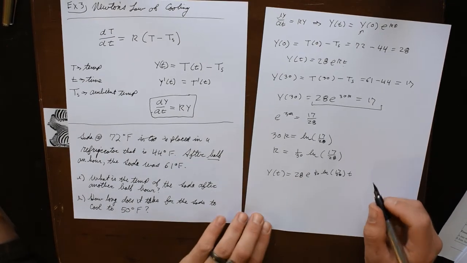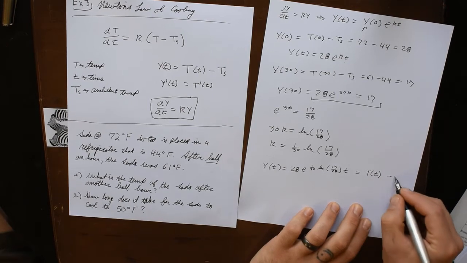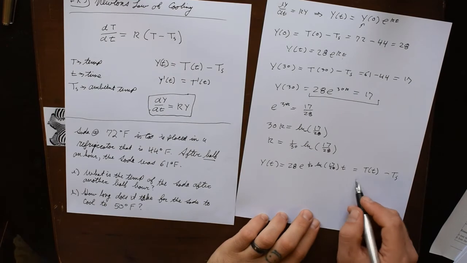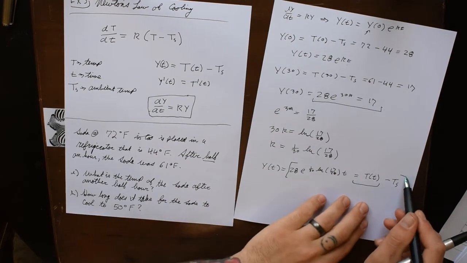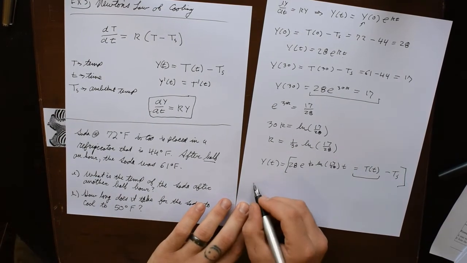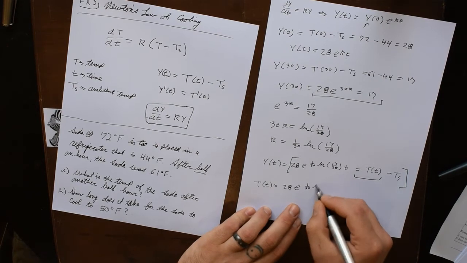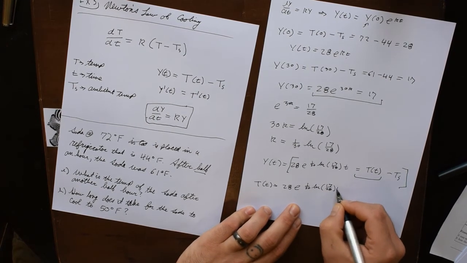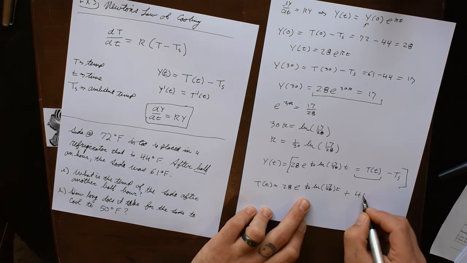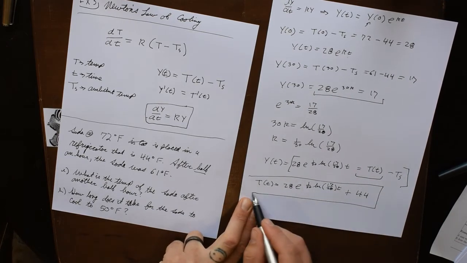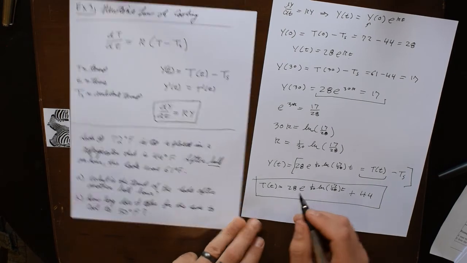Perfect. But we also know that y of t is equal to T of t minus T sub s. And so now we can solve for T of t. What this equation says is that T of t, or the temperature as some function of time, is going to be equal to 28e to the 1/30th natural log of 17 on 28 t plus T sub s, which would be plus 44. Well, this is our model. The next step is going to be to figure out what the temperature of the soda is 30 minutes later.